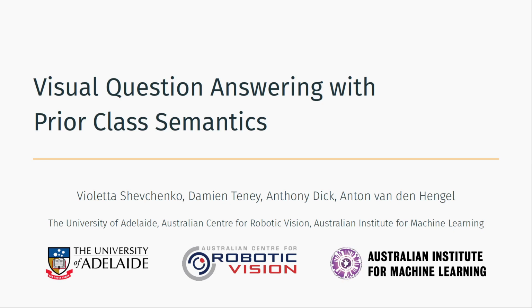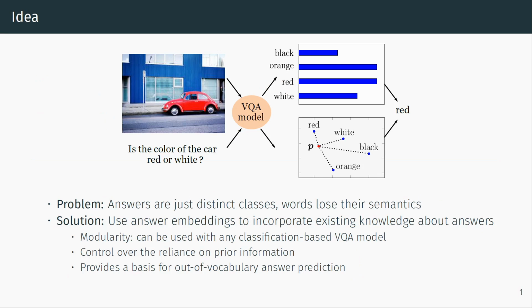I'm going to present our work about visual question answering with prior class semantics. Most of the existing VQA models treat the task as a classification problem, where the model needs to choose one answer among a set of fixed possible classes.